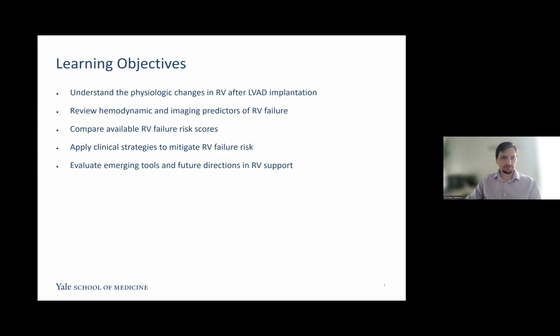So my learning objectives with that would be to understand some of the physiologics that are involved with the RV and how it reshapes both in terms of function and geometry after LVAD implantation, review quickly some of the hemodynamic and known imaging predictors in isolation by themselves, and then compare some of the available RV risk scores that have been developed based off of those predictors and known risk factors. And then come up with some basic ideas for strategies to mitigate RV failure risk, and maybe discuss as a group ways we can use that moving forward.